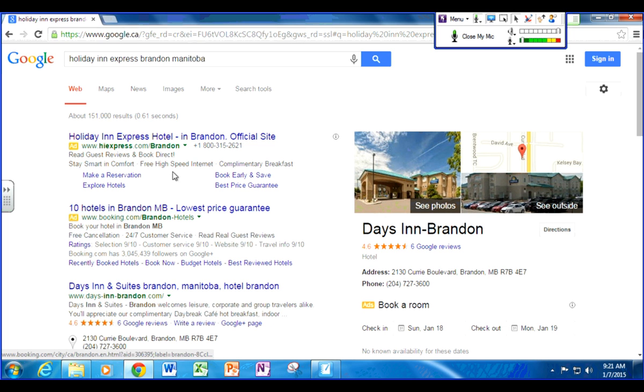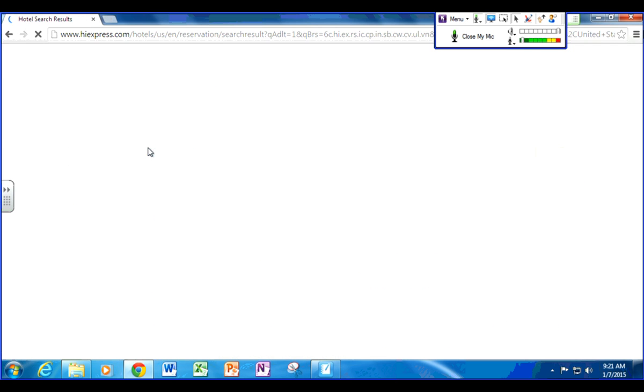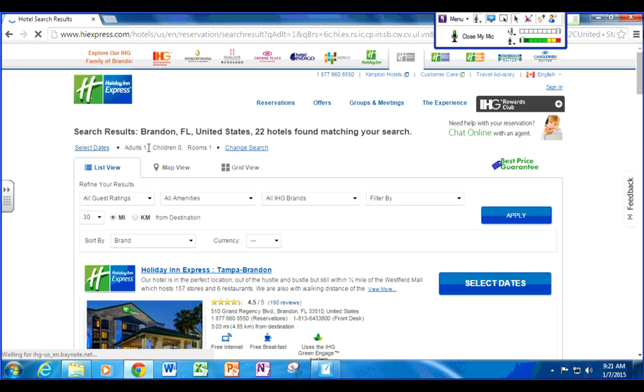So it says Holiday Inn Express Hotel, Brandon, official site, and it looks like it is the official site. You got to be really careful, because sometimes these ads come up and it looks like the official site, but it's actually some third-party booking site. Okay, so my goal here is to actually book on the Holiday Inn website, because I think that gives you the best deal. Maybe I'm wrong though, and you can certainly ask someone.